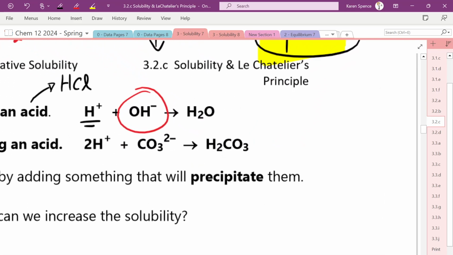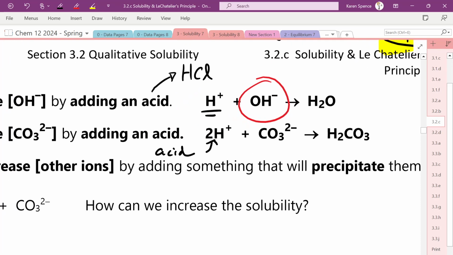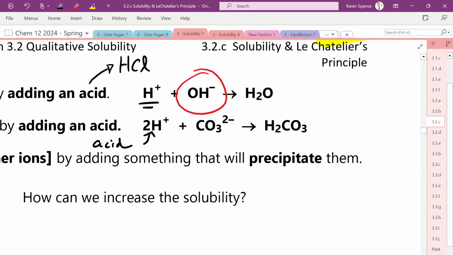How many of you have reacted vinegar and baking soda? What happens? What do you get? Bubbles. So what is happening, it's a little bit different for baking soda, but this is going to help you remember, is that you have the acid, which is like the vinegar, and you have the carbonate, which is like the baking soda.